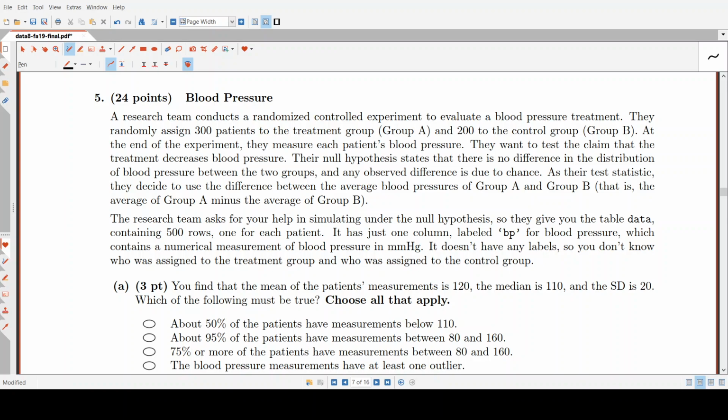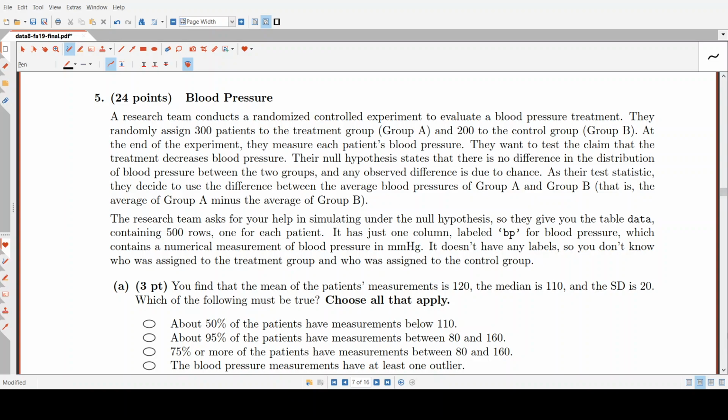They want to test the claim that the treatment decreases blood pressure. Their null hypothesis states that there is no difference between the distribution of blood pressure between the two groups, and any observed difference is due to chance. As their test statistic, they decide to use the difference between the average blood pressures of Group A and Group B, which is the average of Group A minus the average of Group B.